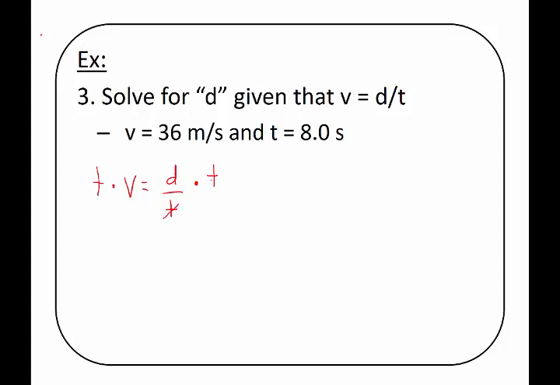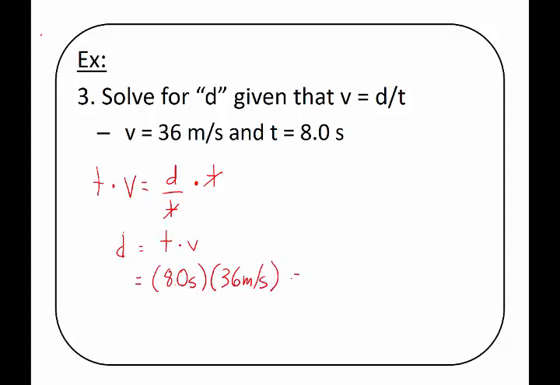Well, now the t's will cancel out, and again we can write d on the left. That's going to equal t multiplied by v. d equals t times v. So now we can plug in our values. Our t is 8.0 seconds, and I'm going to put it in brackets to get rid of that dot, and we're going to multiply that by our v of 36 meters per second.